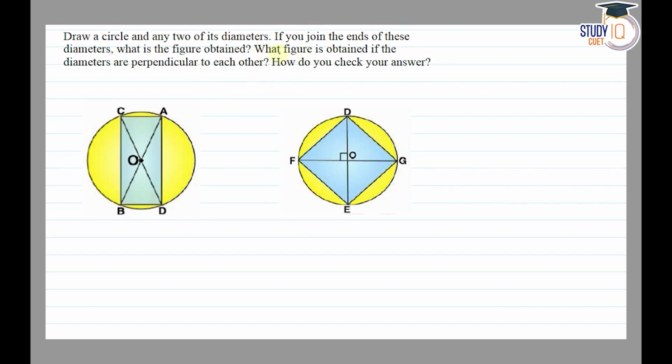Then what figure is obtained if the diameters are perpendicular to each other? If you join the ends of these diameters, so then हम यहाँ पॉइंट आ जाएंगे A, C, B and D.